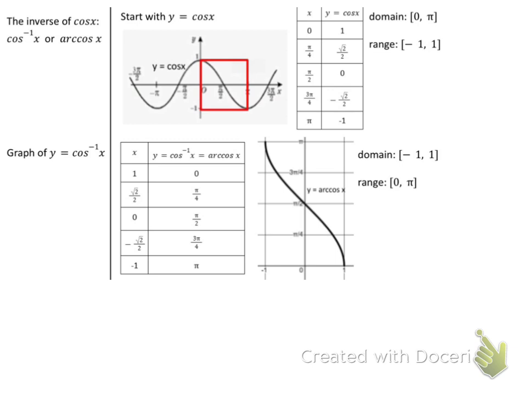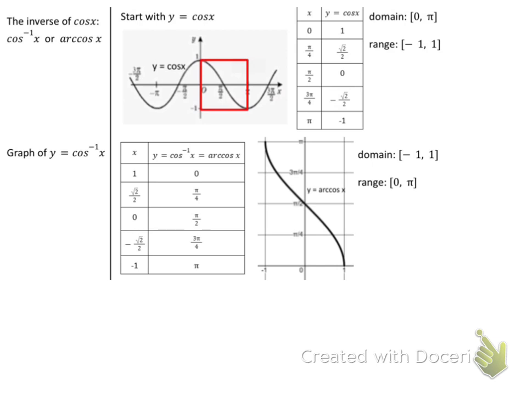Should have known, as expected, that if I drew my horizontal lines, this thing was going to fail in a ton of places, like so many places. So what I want to do is focus in on a specific section of the cosine graph so that if I'm within that limited domain, I'm going to pass the horizontal line test the whole time. In this case, it's not right around the origin. If it was, then I would be failing the horizontal line test. So I just shifted it over a little bit.